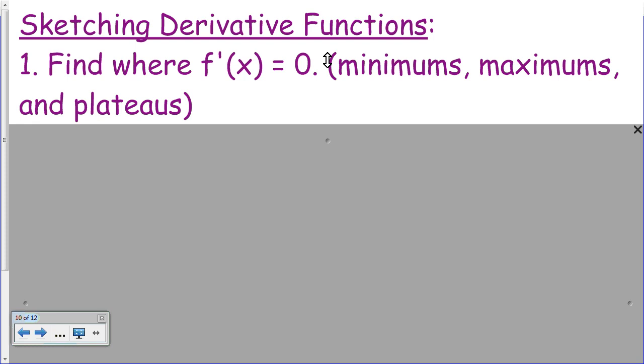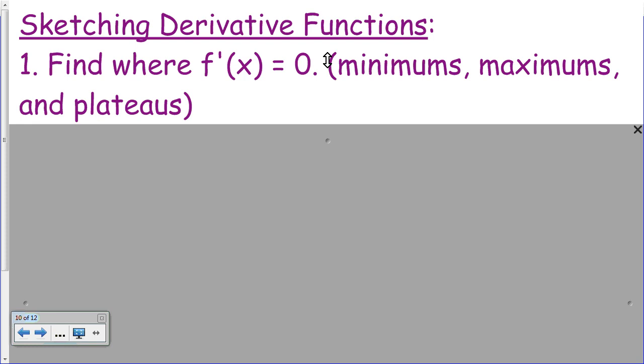Those points will occur at the minimums. When you hit a minimum point, of course, your slope there becomes 0. When you hit a maximum point, your slope becomes 0. And also what we call plateaus. And plateaus are where your graph levels off and then continues on in the same direction it was headed before. So in other words, if you're increasing and then you level off to a slope of 0, but you continue increasing after that point, we call that a plateau. Okay? So the first thing to do is find where this thing has all those zeros at.